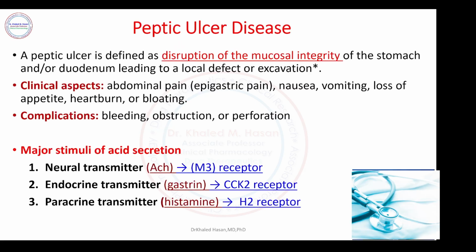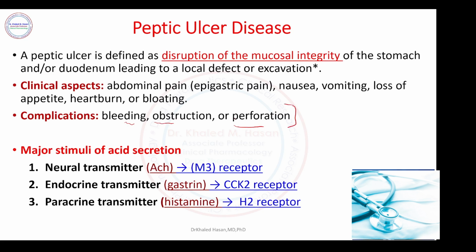Peptic ulcer disease may be defined as a disruption in the mucosal integrity of the stomach and/or the duodenum. This will lead to a local defect on the mucosa and excavation. A patient may suffer from abdominal pain, epigastric pain, nausea, vomiting, loss of appetite, heartburn, and bloating. A patient may come to the hospital or emergency room with a complication of peptic ulcer disease, such as bleeding, obstruction, and perforation. All these complications may require surgery.